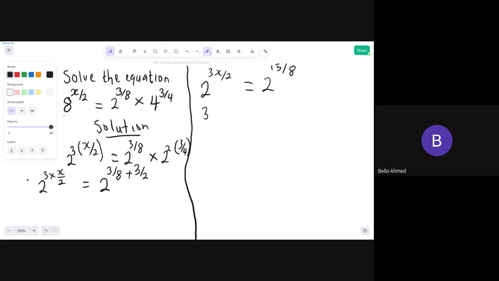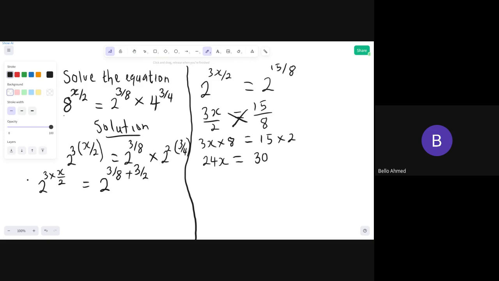What do I mean? I mean by saying that 3x over 2, the power of this left hand side, is equal to the power of the right hand side, 15 over 8. The next thing to do is the scissors method. So I'm going to apply my cross multiplication right away. That would be 3x times 8 is equal to 15 times 2, right? Good. So 3 times 8 is 24, so I'm going to say 24x is equal to 15 times 2, which is going to give us 30.